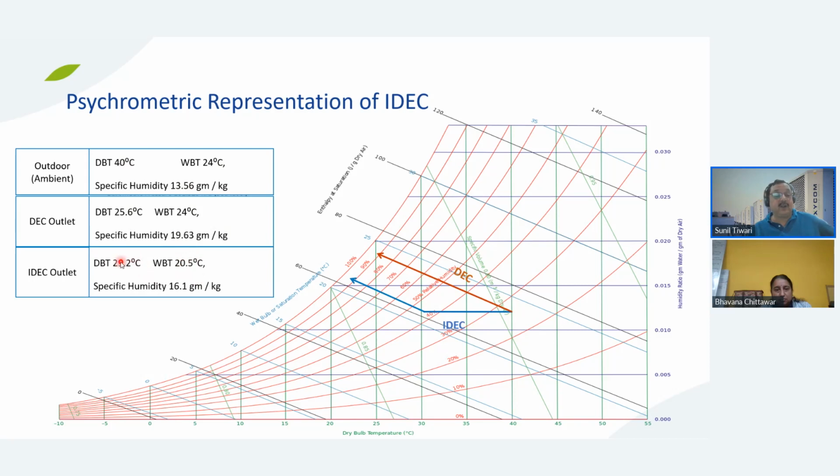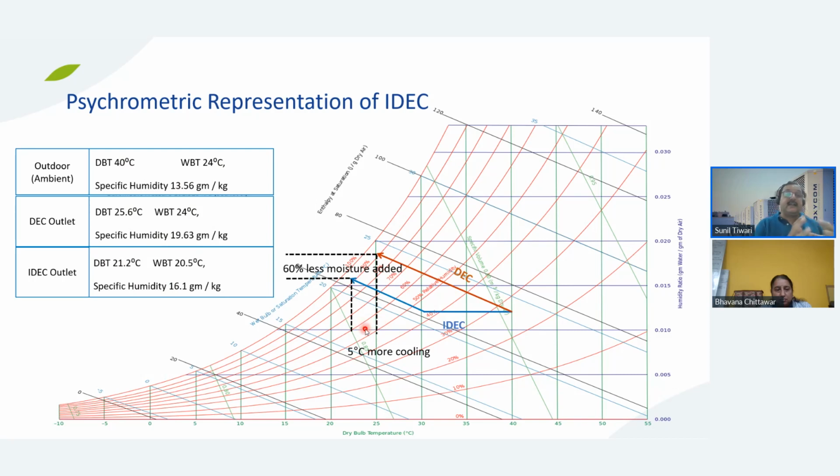The air comes out around 21.2, and the moisture which has been added is only this much: from 13.56 it has gone to 16.1, as against earlier, where you were adding so much. So you added 60% less moisture. So the air is not very humid. It's relatively better in terms of moisture level. Good for process, good for people, good for a lot of applications. And at the same time you have done additional cooling of around 5 degrees centigrade.